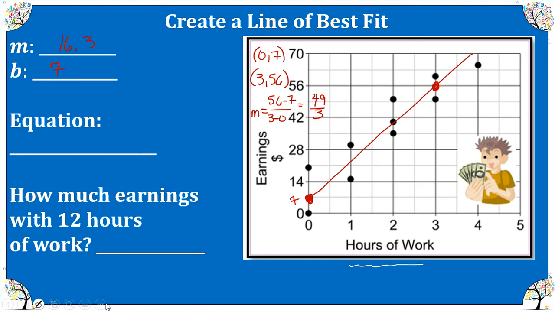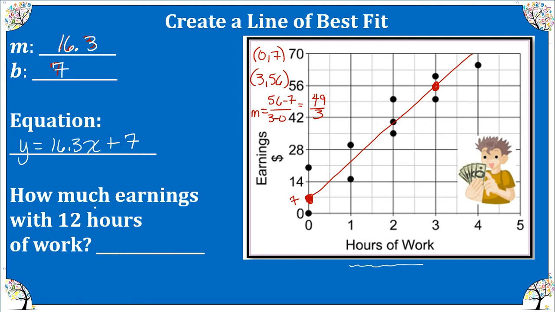So let's write our equation. For each hour that I work, I make $16.3. And the equation, the total earnings is 16.3 times the amount of hours I work plus the 7 that I just get paid upfront according to our line of best fit.